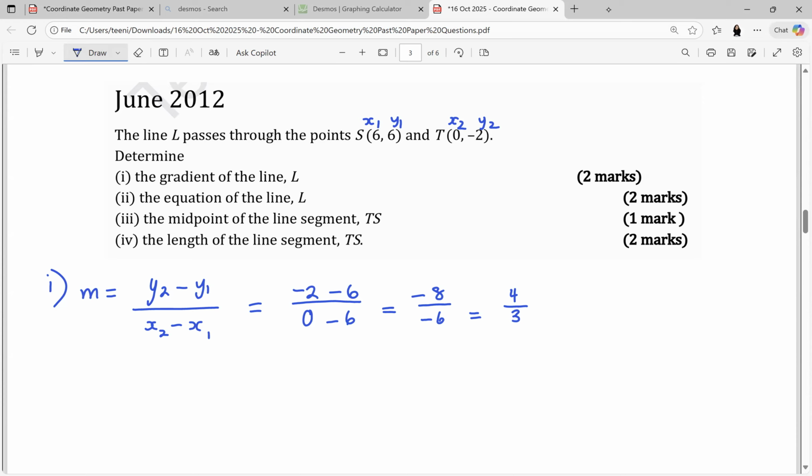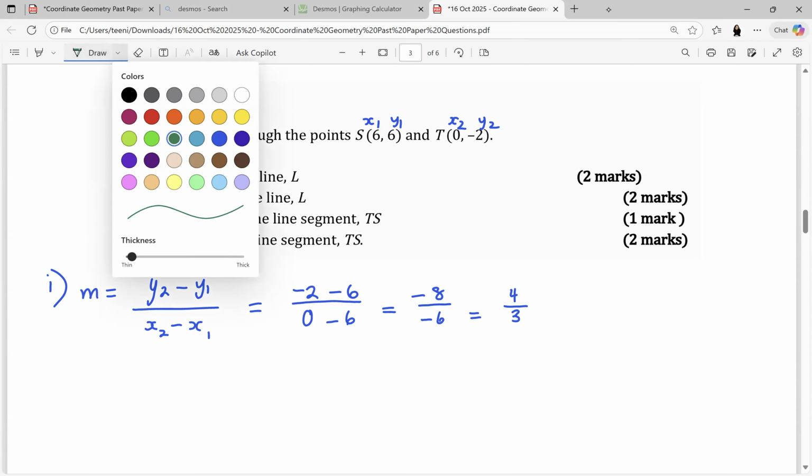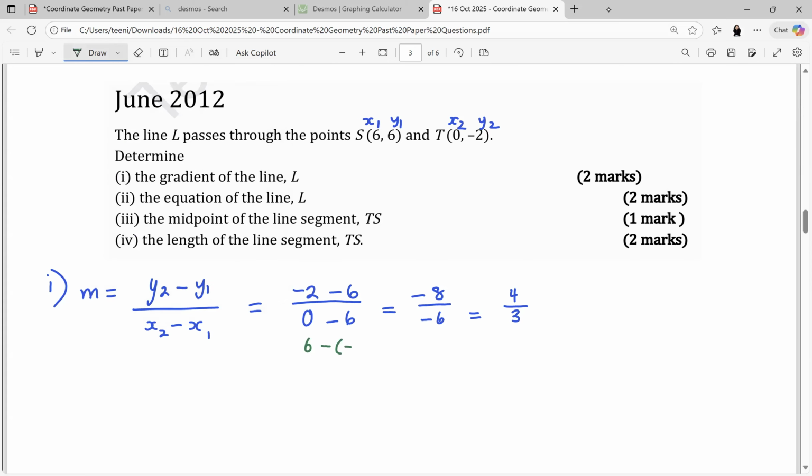You could have either said -2 take away 6 divided by 0 take away 6, or you could have done 6 take away -2 over 6 take away 0. And that would have given you 6 take away -2, which is 6 plus 2, which is 8, and 6 take away 0 is 6. So either way, you would still get 4/3. Jazara, did you get it, love? The 4/3 as the gradient? Yes, miss. Okay, cool. So now to determine the equation.